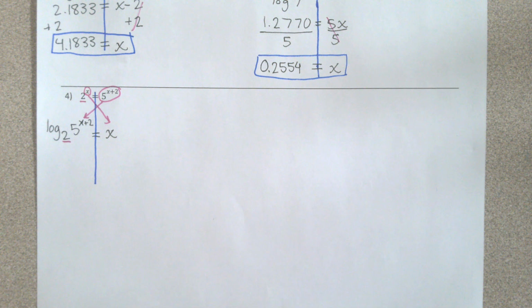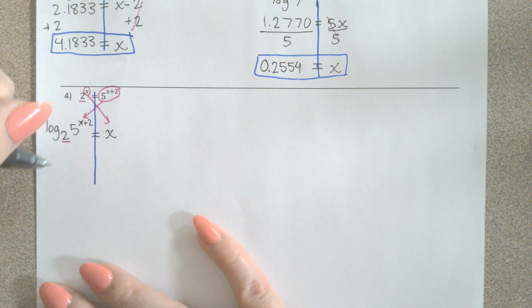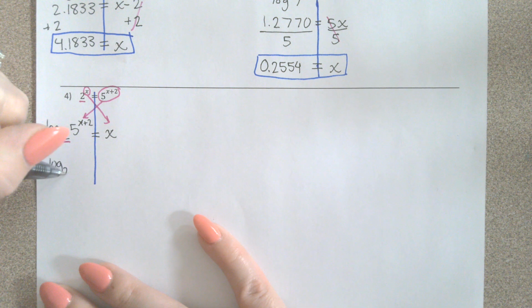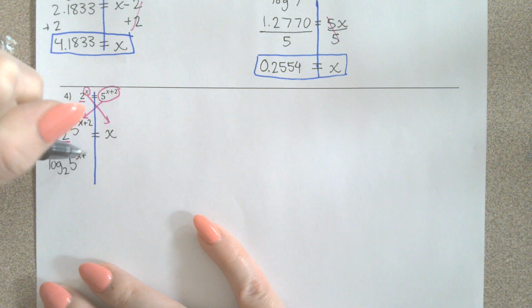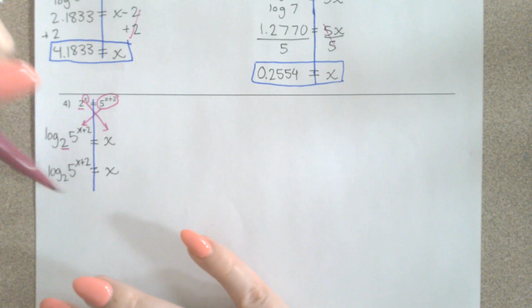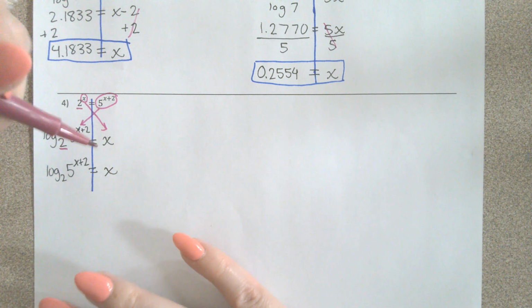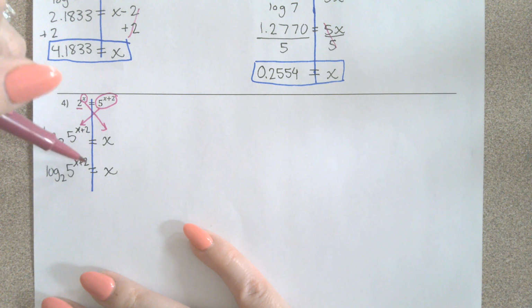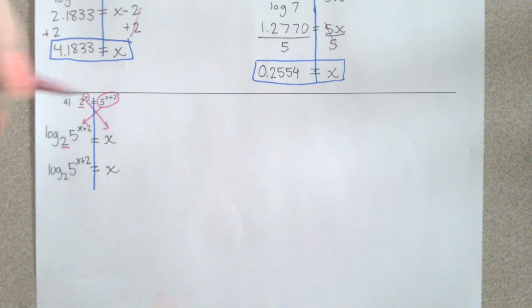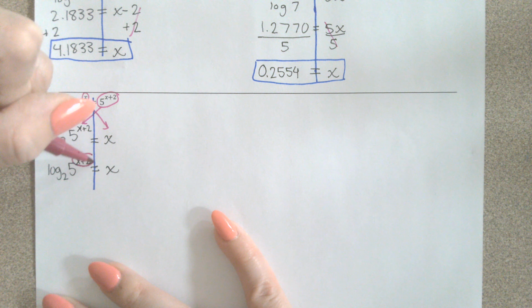Okay, just step by step here. So we have log base 2 of 5 to the x plus 2 equals x. Now, in order to put this in our calculator, we need to move this x plus 2 out of the way. Usually we like to always condense our logs. This is the one time where expanding is actually kind of helpful.